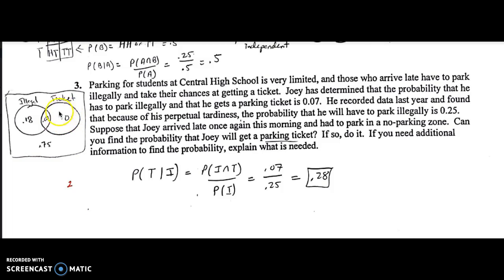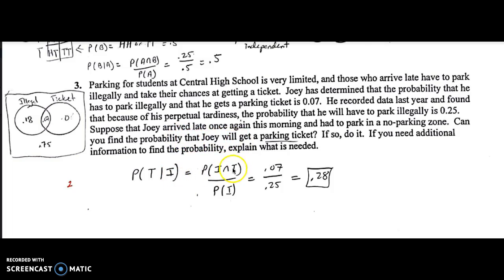And then you wonder, well, what goes over here? How could he get a ticket if he doesn't park illegally? Well, if he doesn't park illegally, he's not going to get a ticket, so there's nothing over here. So in this diagram, if you add up all these numbers, you get 0.25 total, which means 75% of the time, he's parking on time. He's parking legally because he's getting to school on time. He's parking in a parking zone where he's allowed to park.